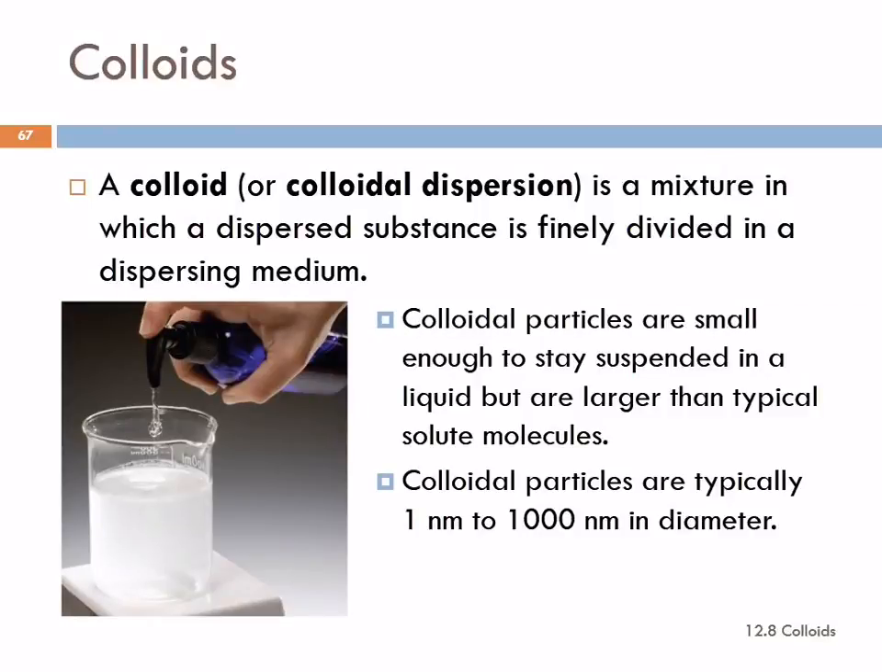Colloids, or colloidal dispersions. A colloid is a mixture in which the thing that is dissolved is actually much larger particles than you would find in a solution. They're small enough to stay suspended, but larger than typical solute particles, typically diameters of 1 nanometer to about 1,000 nanometers. This is different than a suspension, which can settle out because it has even larger particles. A colloidal dispersion will not settle out.